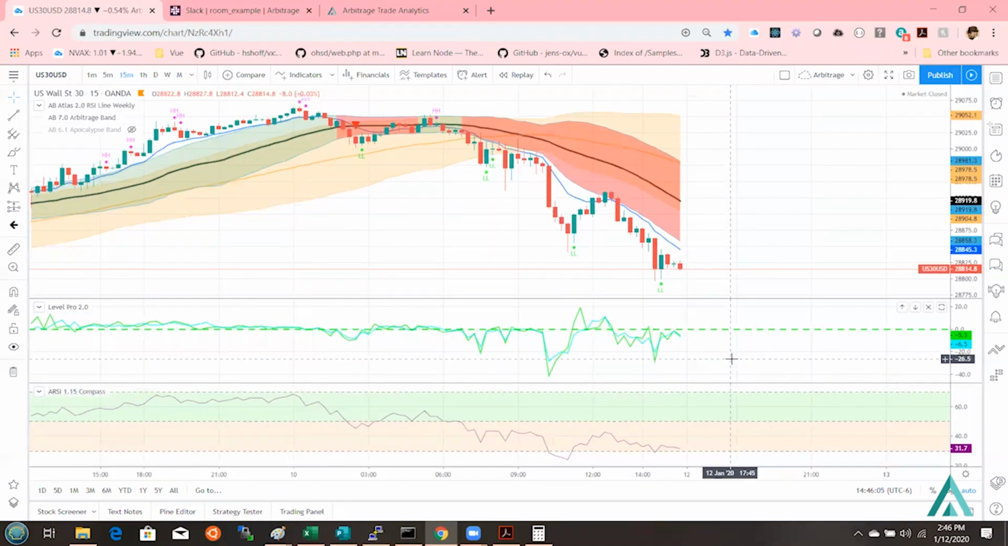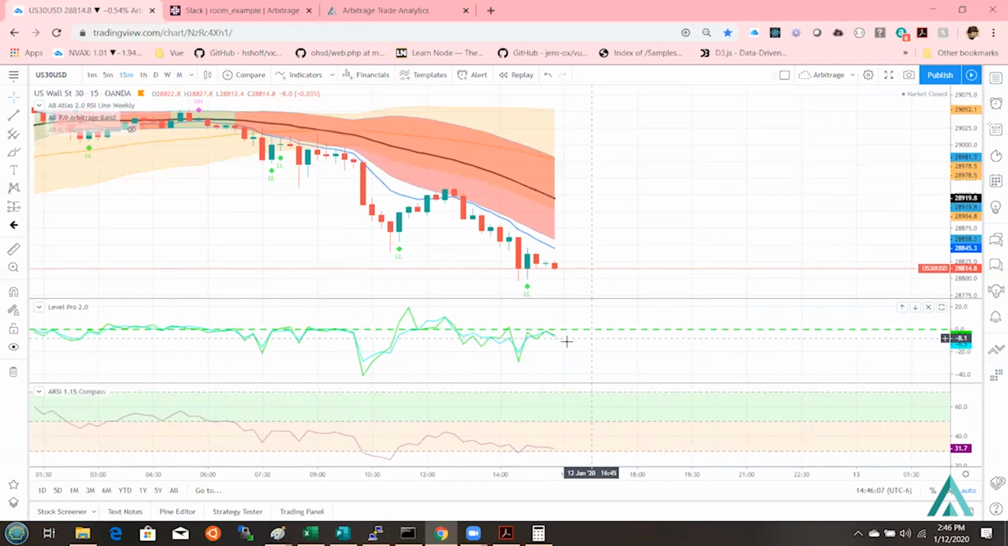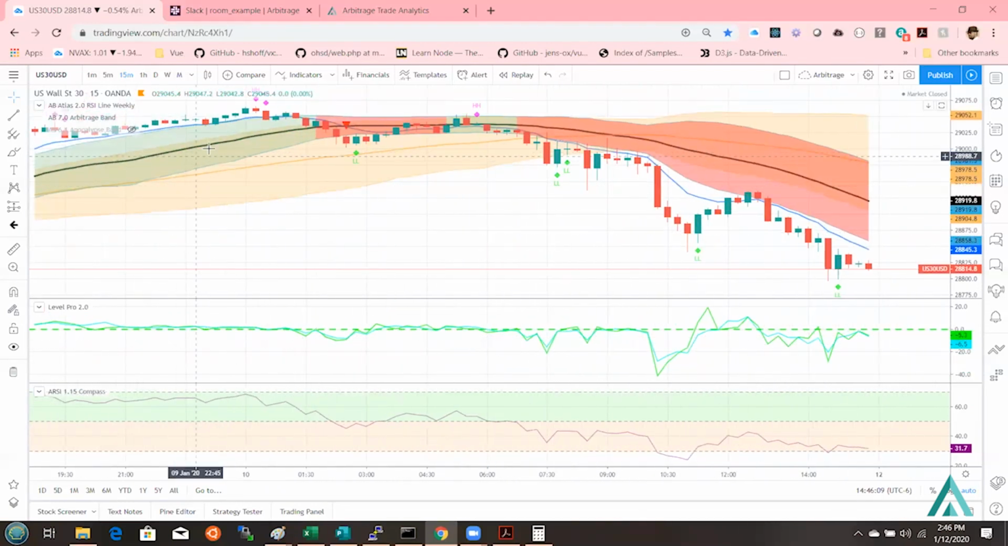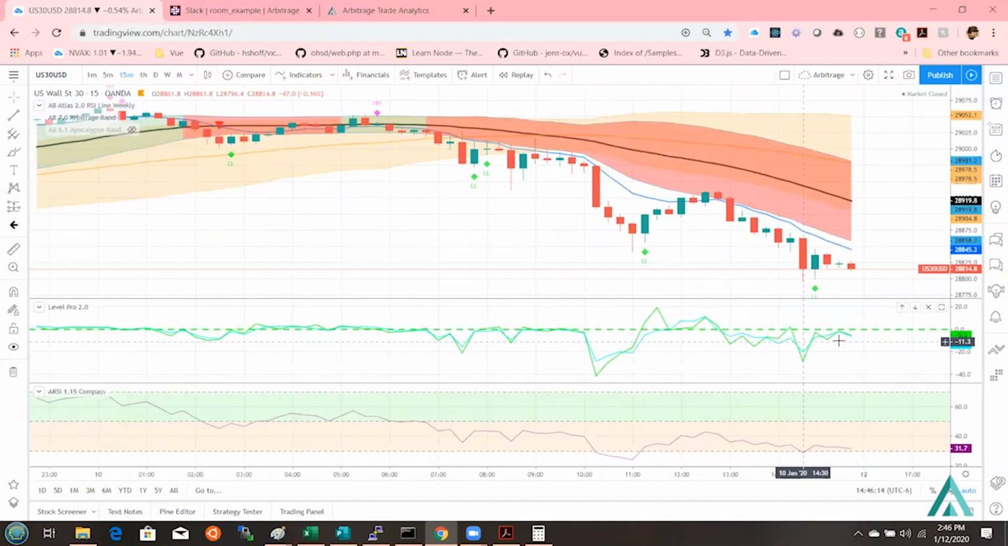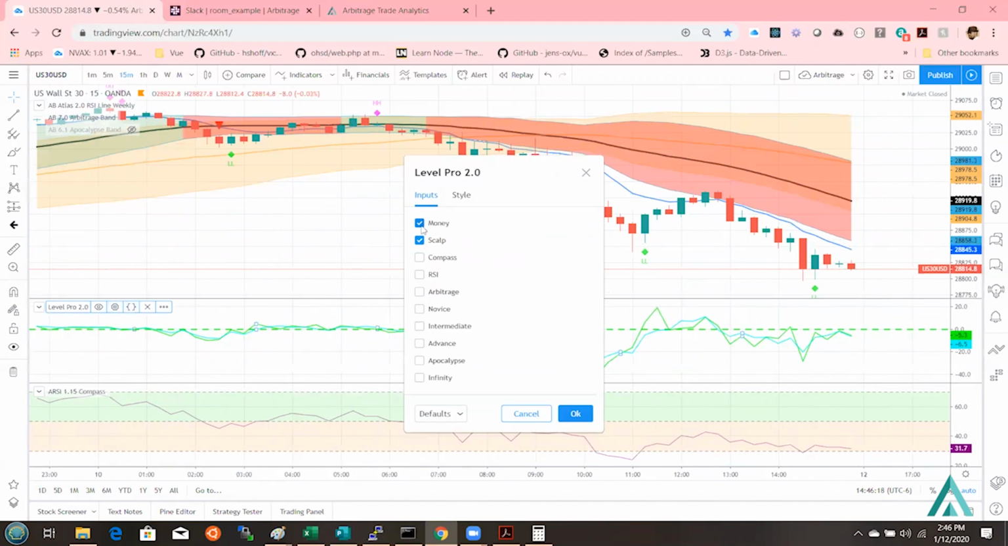Because once again, these are interlocking bands, and each center line for each band is bound within the next bigger band. These smaller bands, which you can't see, are all locked within these larger bands. So basically, the money has to stay within the scalp, the scalp has to stay within the compass, the compass has to stay within RSI, RSI has to stay within arbitrage, and so forth and so on.